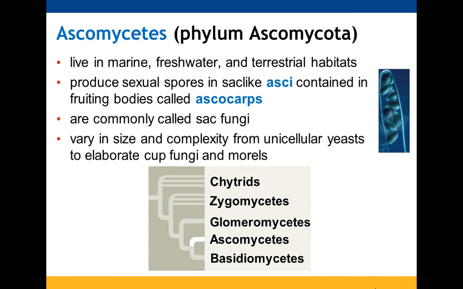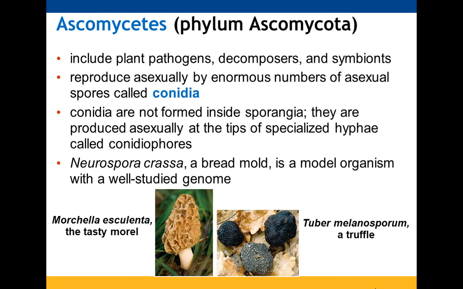They're called sac fungi, and they will vary from simple yeast to more defined cup fungi and morels. They act as decomposers and symbionts. They also can harm plants. They reproduce asexually with the spores that are called conidia. They are actually not found in the sporangia. They are found asexually at the tips of specialized hyphae called conidiophores.